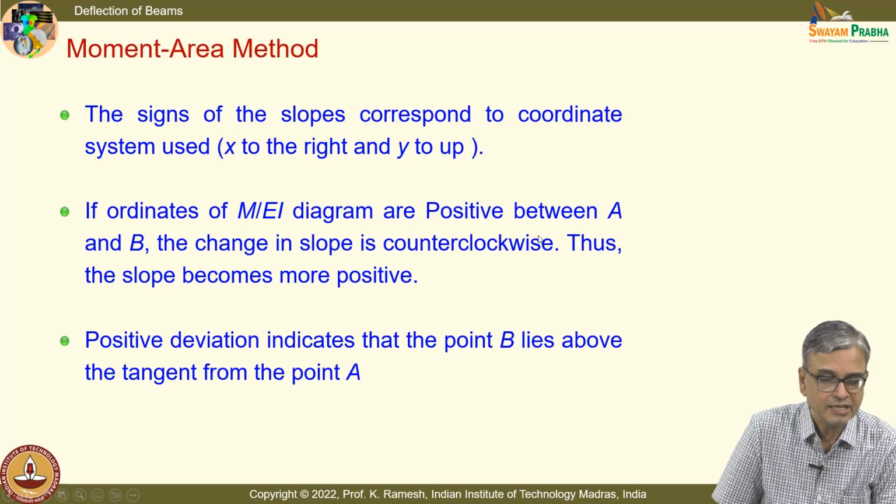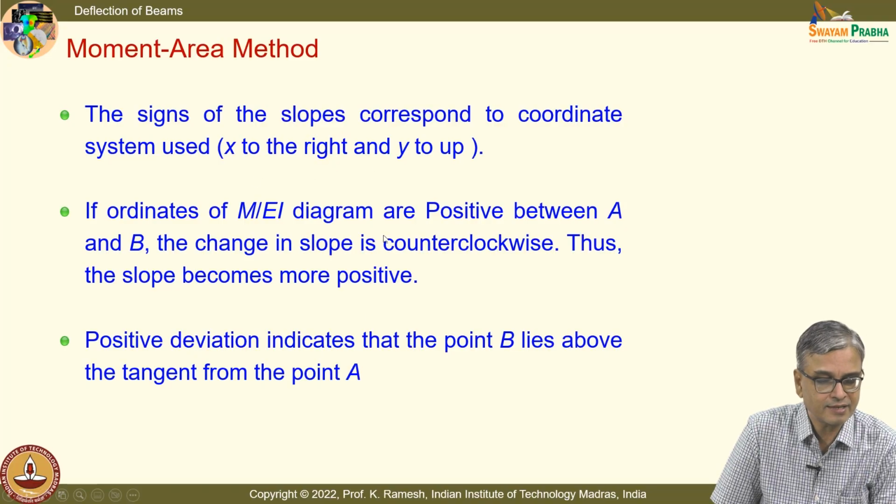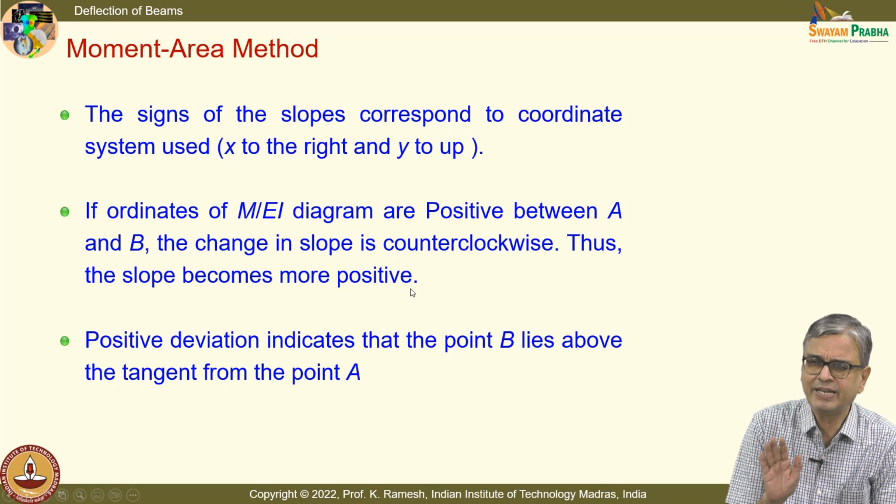Okay, you have all the points come up in one shot. The signs of the slopes correspond to the coordinate system used, x to the right and y up. If the ordinates of the M by EI diagram are positive between A and B, the change in slope is counterclockwise. Thus, the slope becomes more positive. Very difficult to understand. When I solve a problem, I will show how it is. I will also give a via media on how you should handle it when you solve a problem.